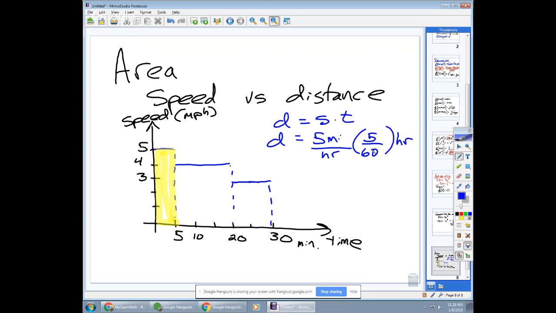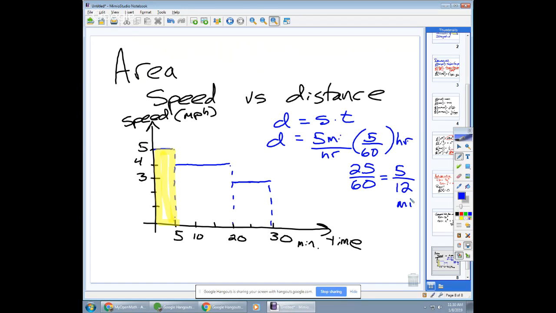So what's the result of that calculation right there? 5 times 5 is 25, whatever 25 over 60 is. Could be reduced, it becomes 5/12, which is a little under half a mile. Is that right? Yeah, 6/12 would be a half. And notice the hours would cancel here, leaving the units as miles. Remember, unit analysis is sometimes important when we're doing that. So for the first 5 minutes, I covered about half a mile.